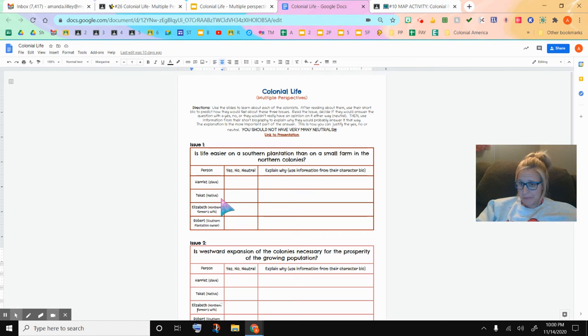Whereas Takat here, he probably wouldn't have an opinion. He'd be neutral. He sees what northern farming is, but the way that natives live is probably so foreign or different than life with the colonies that I could see him not really having an opinion. So neutral would be pretty safe there. Then you'll just do the same kind of thought process through these other two.